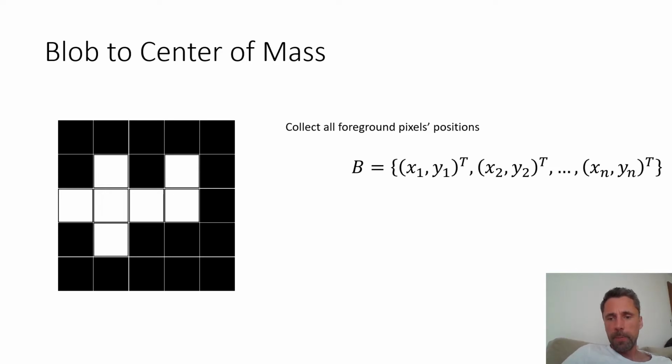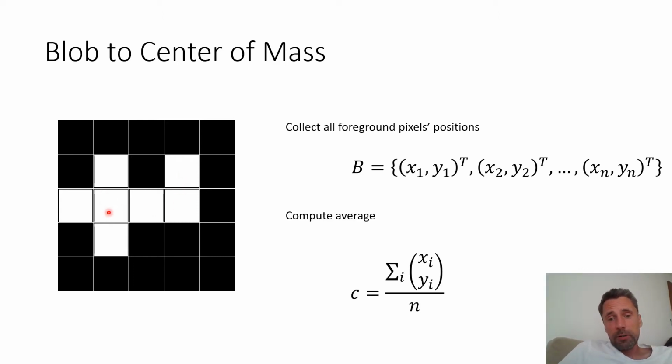Let me just switch to my pointer. So all the x, y coordinates, let's think of those as vectors of n many. So in this example, 1, 2, 3, 4, 5, 6, 7 binary positions of those ones here. And then we just compute the average, right? So that's one way of doing that, to define the position of an object.